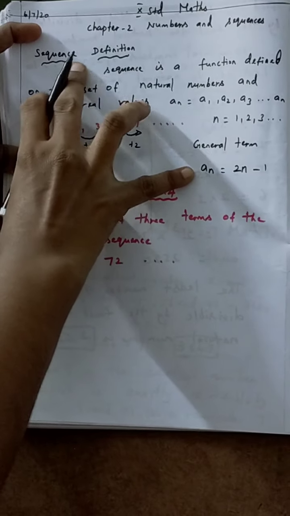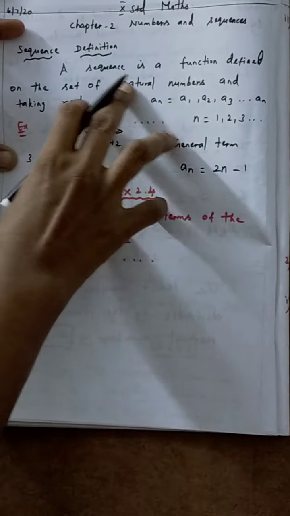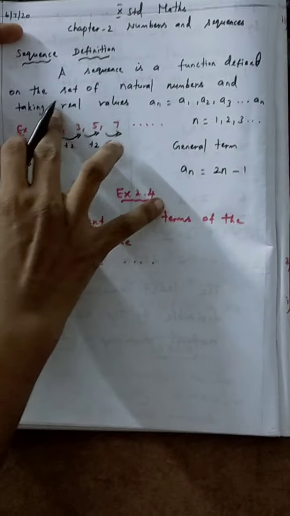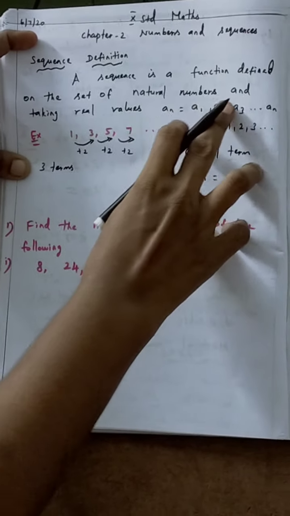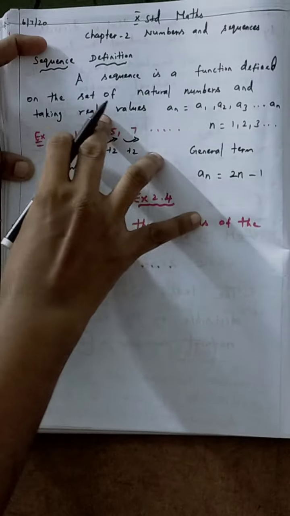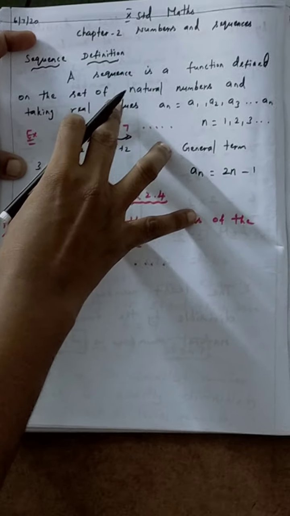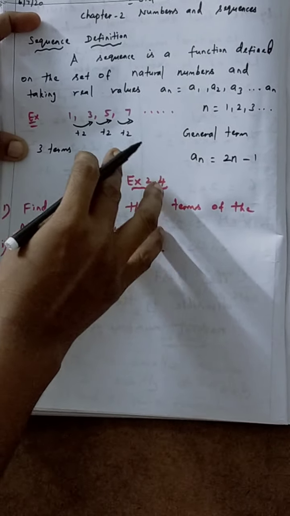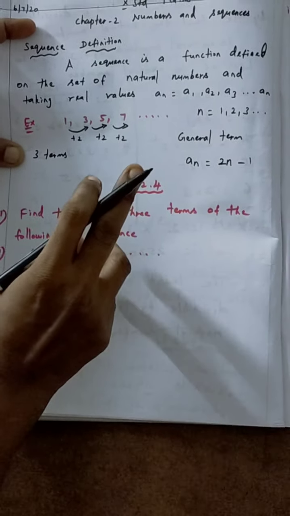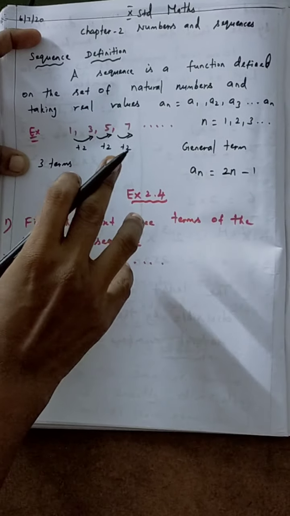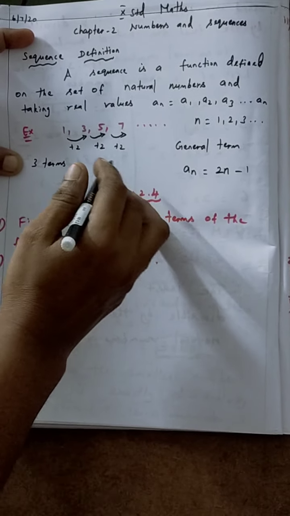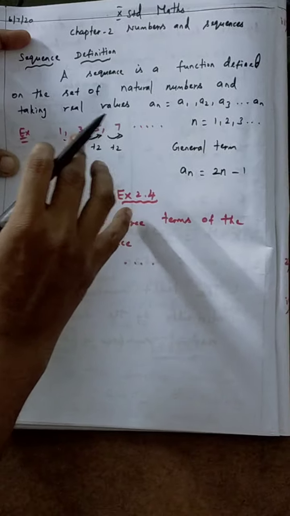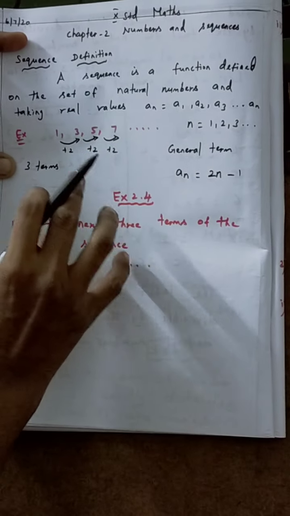First of all, sequence definition. A sequence is a function defined on the set of natural numbers and taking real values. So what is a sequence? A sequence means the number of elements. Two types are given for sequence. First one is a finite sequence, second one is an infinite sequence. Finite sequence means a countable number of elements.